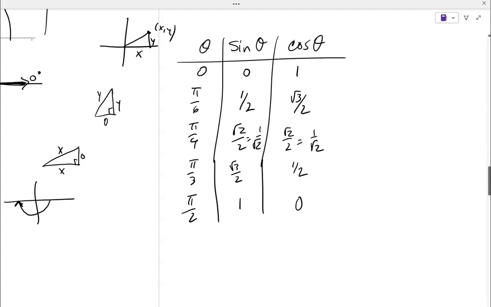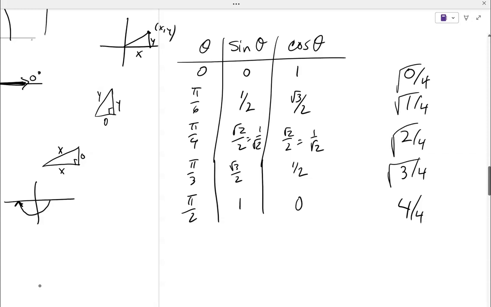Perhaps an easy-ish way to do this, just write your integers from 0 to 4. Divide by 4 all the way down. And then take your square roots. Notice that the first one gives you 0. The second one gives you 1/2. The third one gives you root 2 over 2. This one gives you root 3 over 2. And this one gives you 1. Those are your sine values from 0 to 90.